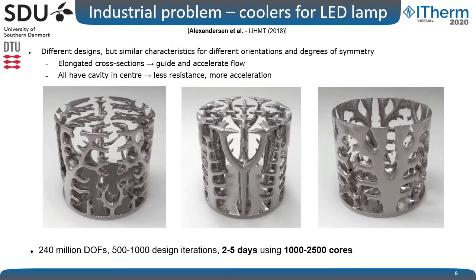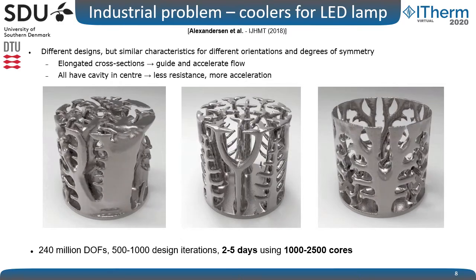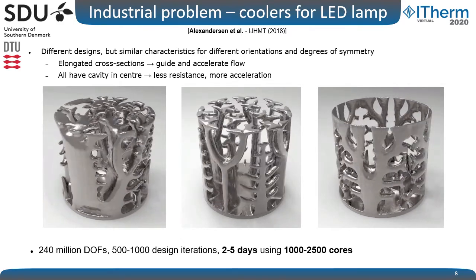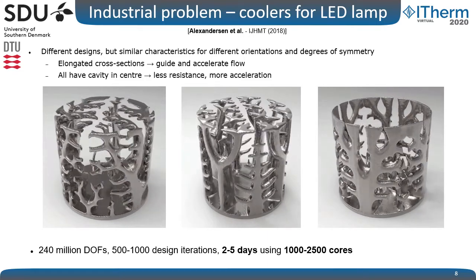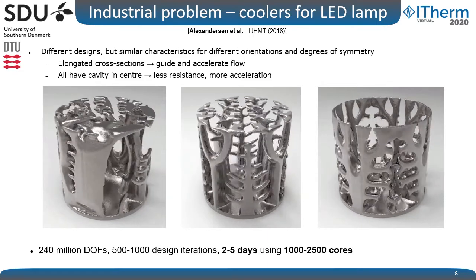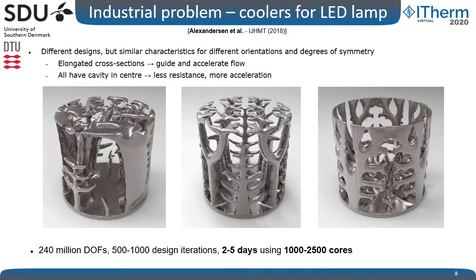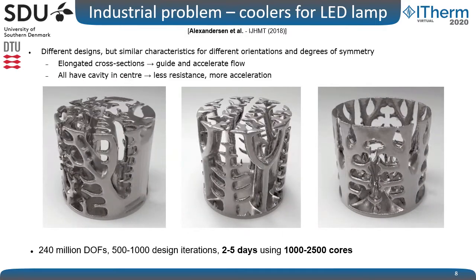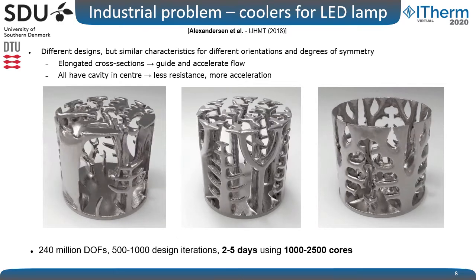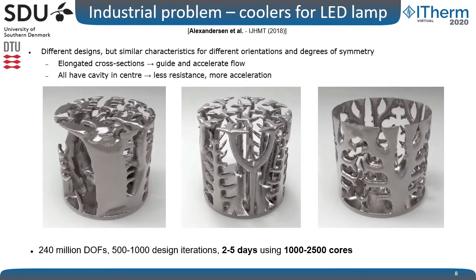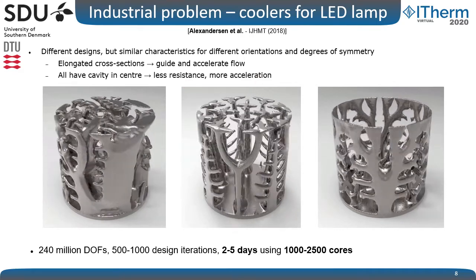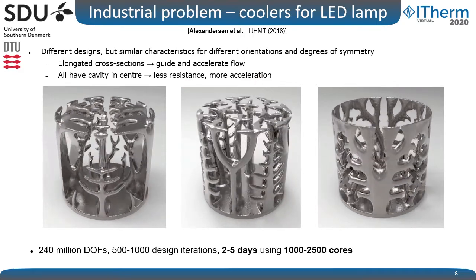So again, we see these elongated cross sections that are important both to guide and accelerate the flow, but also to improve or increase the surface area and contacts with the fluid. But more importantly, they all have a cavity in the center. And this is quite unlike what I've seen for most heat sinks for this type of application. And these give less flow resistance and more acceleration, but also have a thermal purpose, which I'll discuss on the next slide.